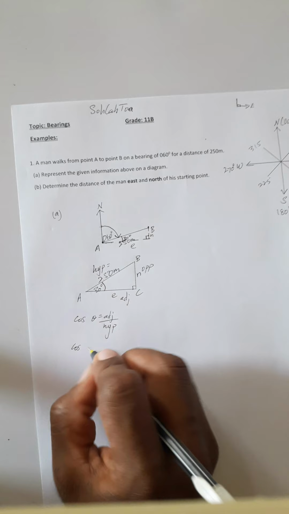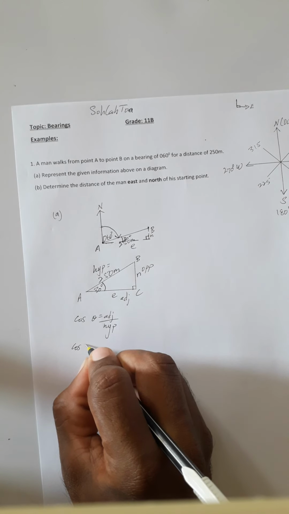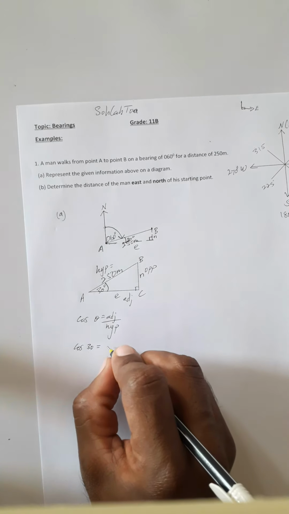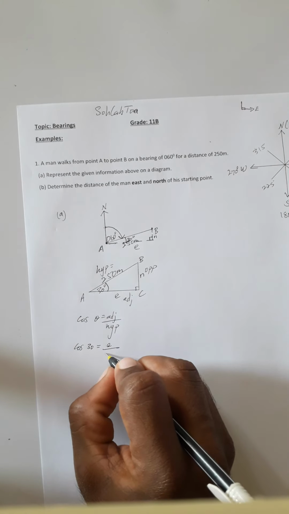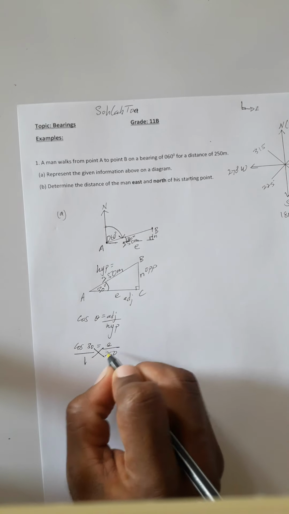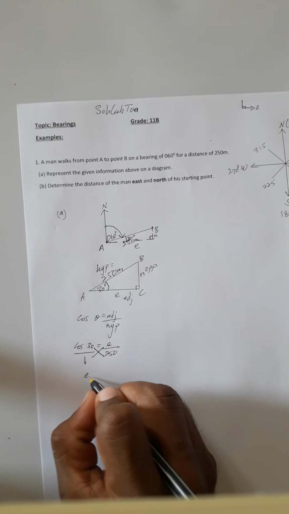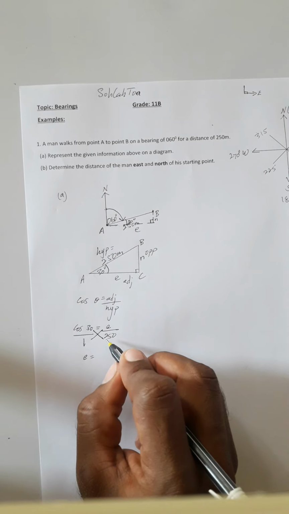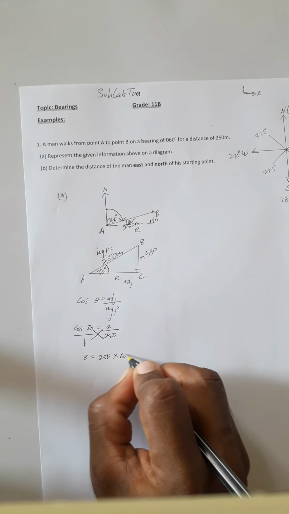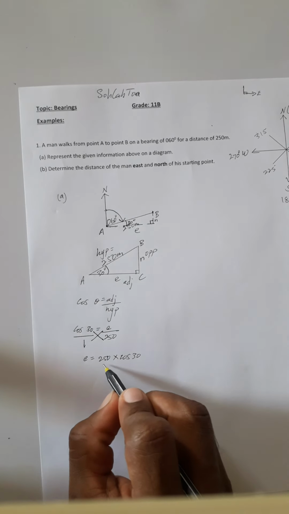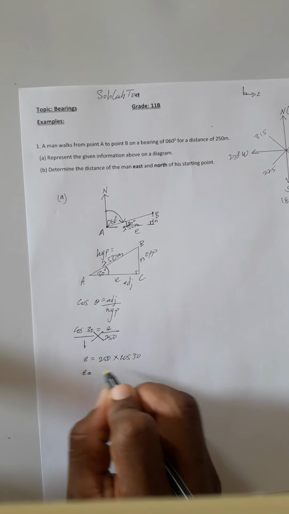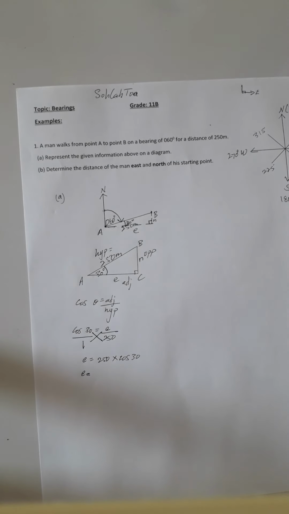Cos theta now is 30. So cos 30 equals the adjacent. What is the adjacent? It's E over the hypotenuse, which is 250. Since this is a fraction, let us make this a fraction, and then we cross multiply. E times 1 gives us E. Anything multiplied by 1 gives us the same thing. Now we have 250 times cos 30. If you want to write cos 30 times 250, no problem. It doesn't matter how you arrange it. With multiplication, you get the same answer.